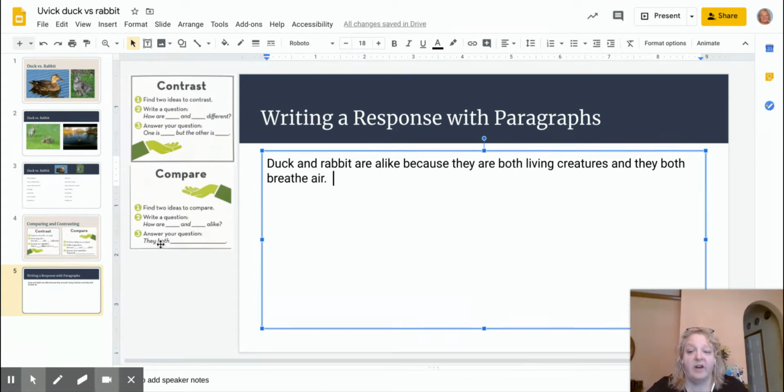If you look at our card, we have they both. This both is a key word when you're comparing. Okay? Words like alike and both are important words when you're comparing two things. Let's go back to our chart.